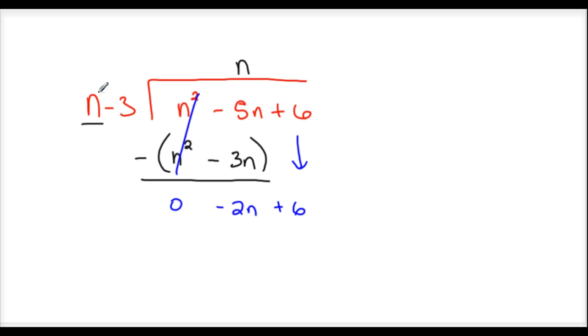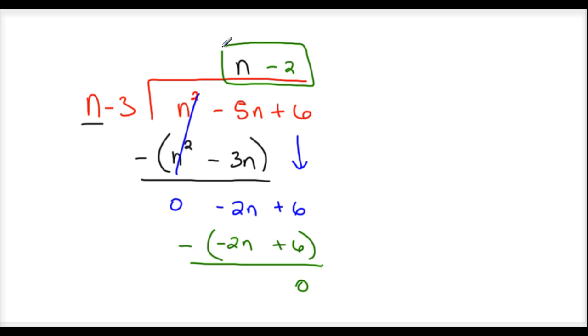N times what is negative 2n? Negative 2. So I'm going to distribute. So n times negative 2 is negative 2n. Negative 3 times negative 2 is positive 6. Parentheses, subtraction. If you see they're both the same quantity here, nice and easy, this would also give me 0. So if I divide n minus 3 into n squared minus 5n plus 6, the other factor will be n minus 2.